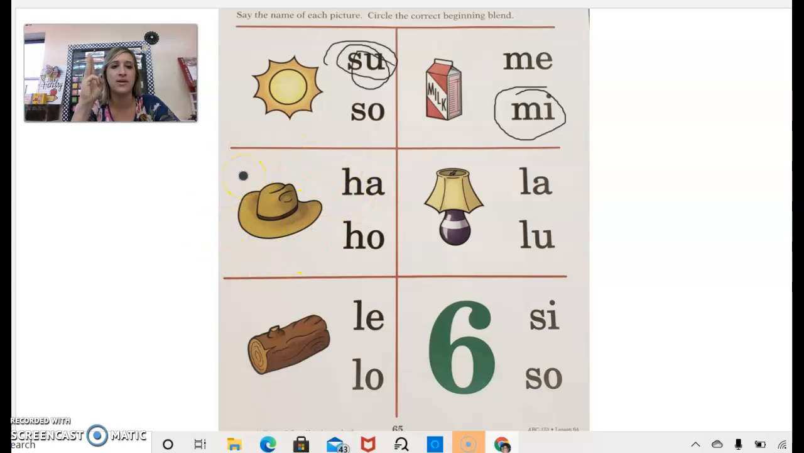Hat. So let's look and see which one is the ha blend. Right. Ha. All right, next we have a lamp.